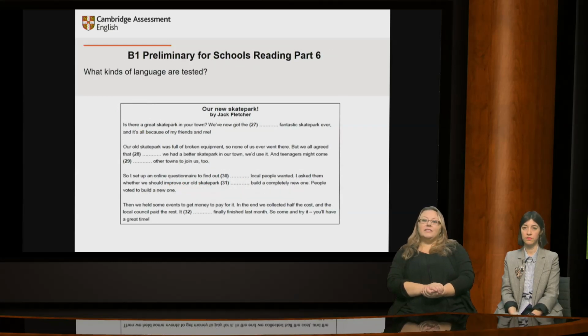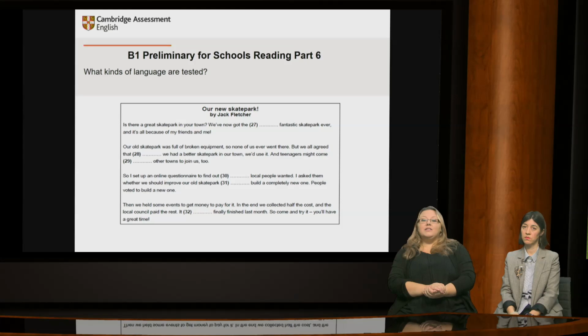Part 6 in the new B1 Preliminary exam is an open-cloze task. This brings B1 Preliminary in line with A2 Key and B2 First. Paying attention to what comes before and after a gap is also useful for this task. Students have to decide which word to put in the gap, and there are no multiple choice options.